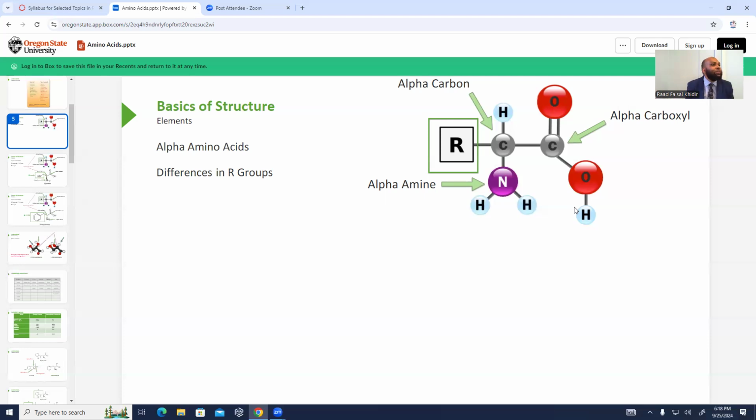So that's why I asked you on the study guide, which group tells me if my amino acid is acidic or basic? It's not the amino group, even though it's basic. It's not the carboxyl group, even though it's acidic, because those 2 are buffers. It is the R group that makes you basic or acidic.